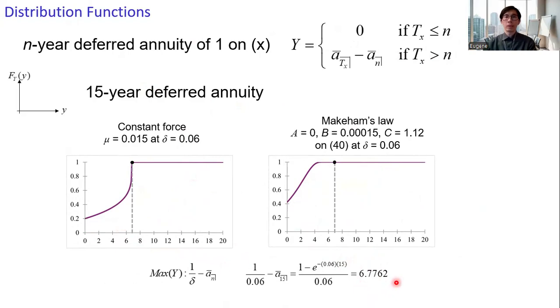And then the probability Y equals 0. This occurs when T_x is less than or equal to n. Therefore, the corresponding probability is nq_x. And these are the typical shapes for the n-year deferred annuity.